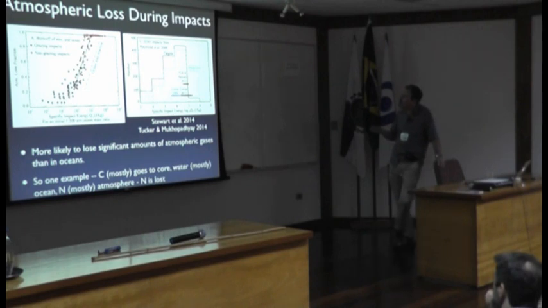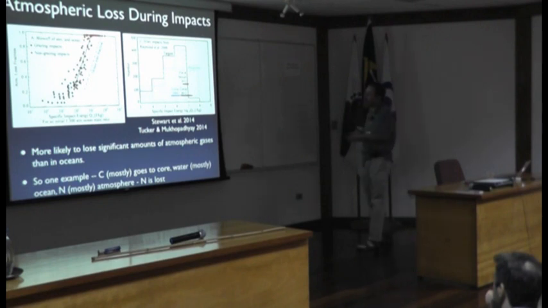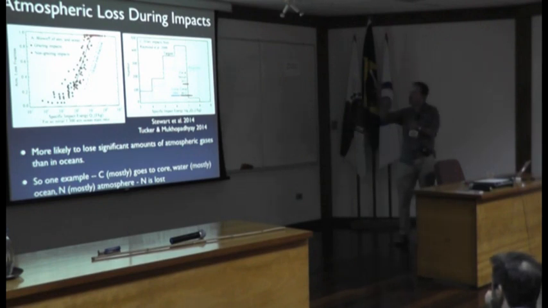This is a number versus impact energy for various models of giant impacts. So let's see, the giant impacts are 10 to the 6. You can lose significant fractions of your atmospheric constituents, less so in the oceans. Here are the moon-forming impact energy estimates. All right, so if you take one example, if I put most of the carbon in the core, water in the ocean, and nitrogen in the atmosphere, you would lose the nitrogen.